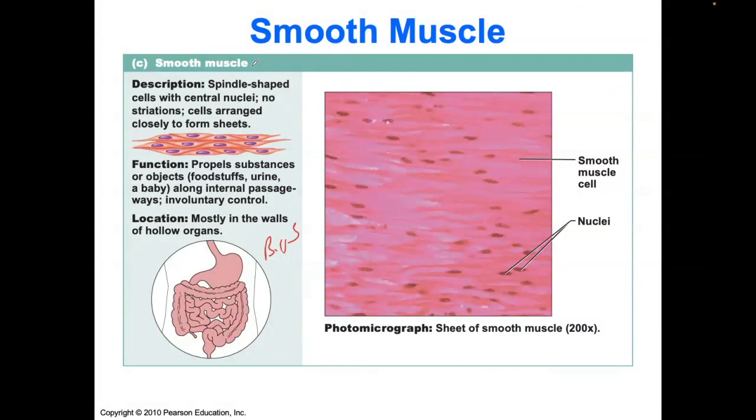Notice they're spindle shaped. They look smooth, no striations. Each of them has a central nucleus, and the cells are arranged in these very tight sheets. And it's the smooth muscle that's around your intestine that helps to propel and move the food from the esophagus to the stomach, into the intestine, into the colon.